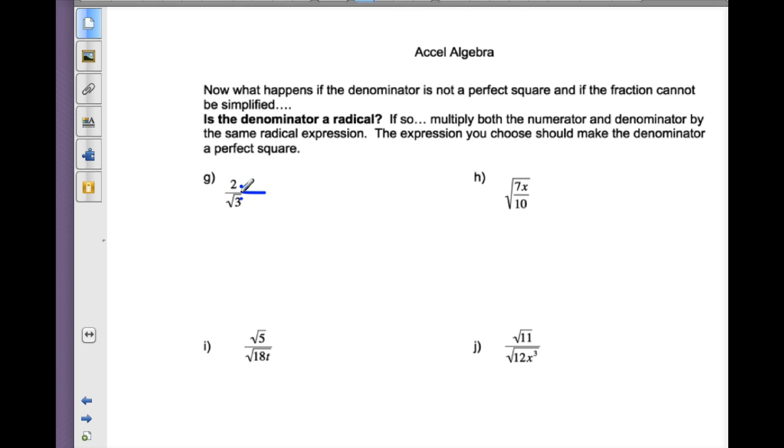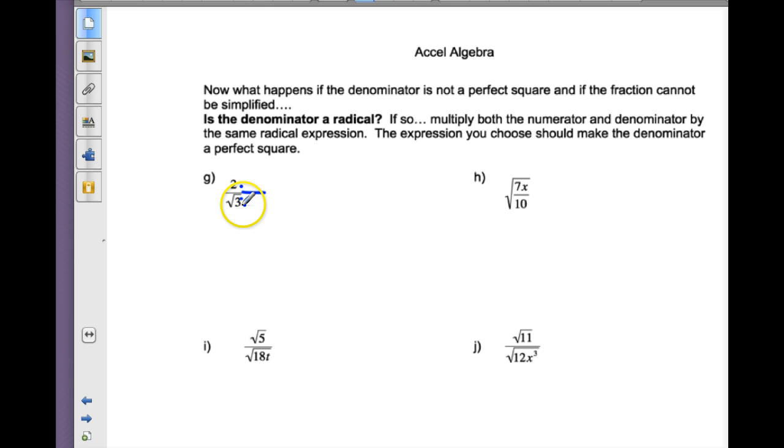Everybody put a dot. You're going to multiply top and bottom by something over something. Whenever you have the same thing over the same thing, that's really the number 1. Okay, what could I multiply radical 3 by? Focus on the bottom. What could you multiply radical 3 by that would make it a perfect square? Radical 3.